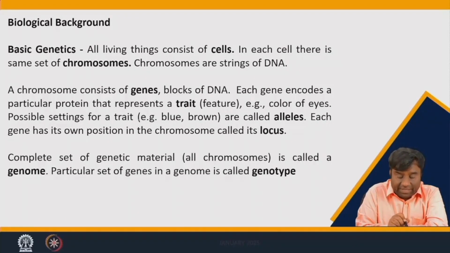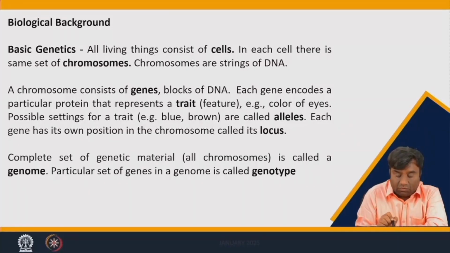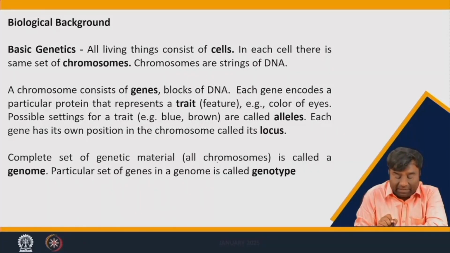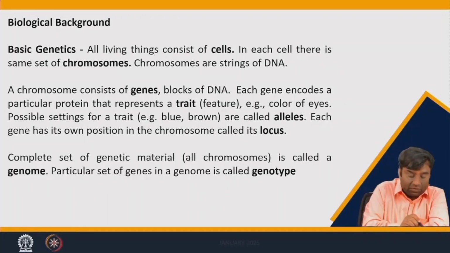Possible settings for a trait are called alleles. Each gene has its own position in the chromosome, called its locus. The complete set of genetic material, that is, all chromosomes, is called a genome. A particular set of genes in a chromosome is called genotype. So try to understand the meaning of chromosome, which consists of genes, that is, blocks of DNA. Remember these things.